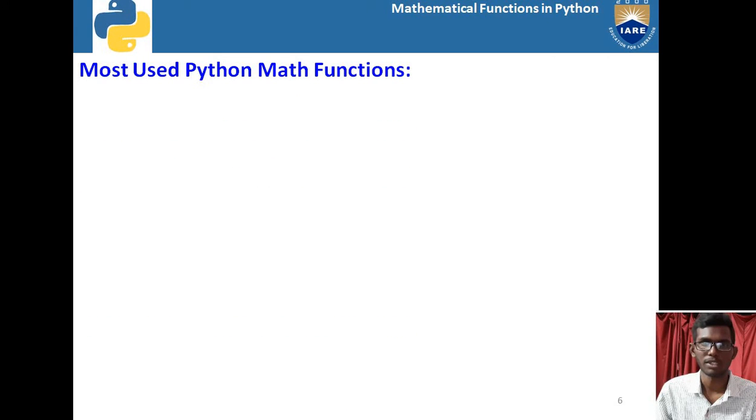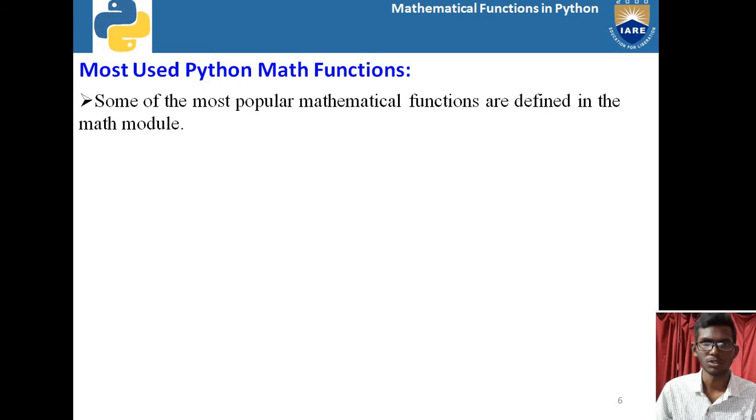Most used Python math functions. We are using many math functions in Python. Some inbuilt functions are there, like we are taking pi equal to 3.14, but in Python there is an inbuilt function. We can assign it as math.pi.